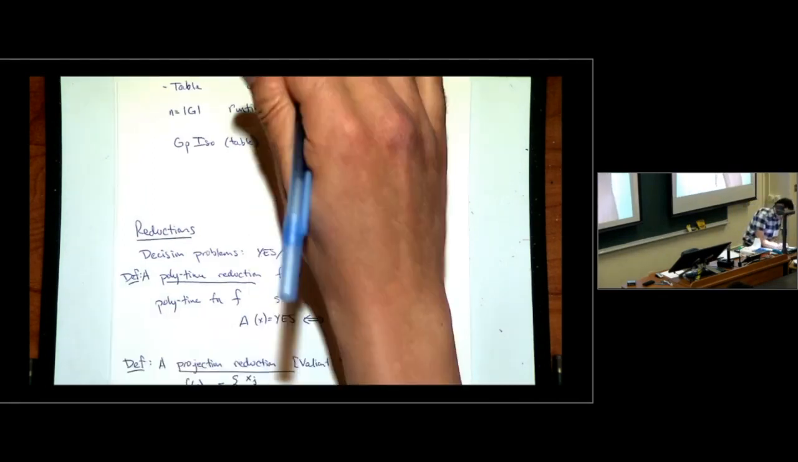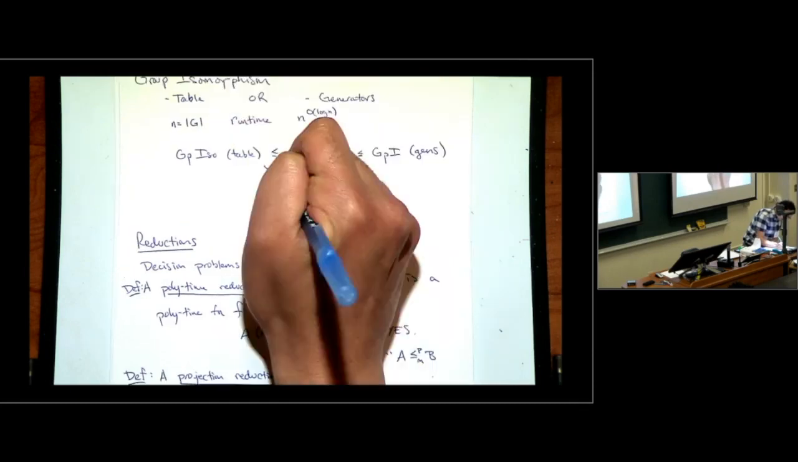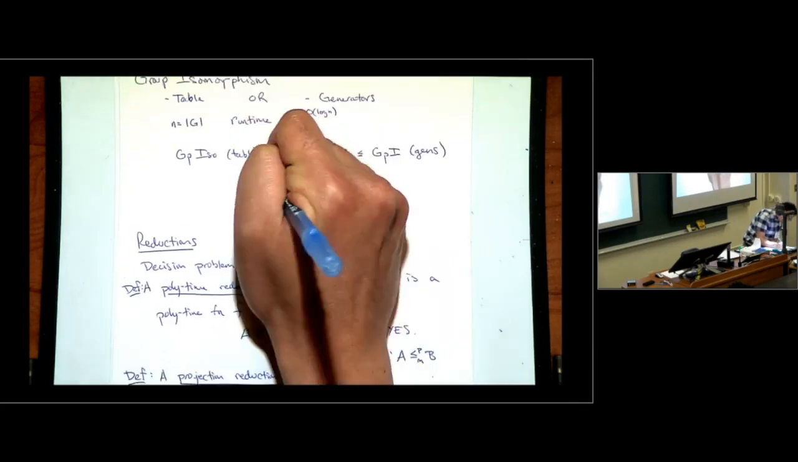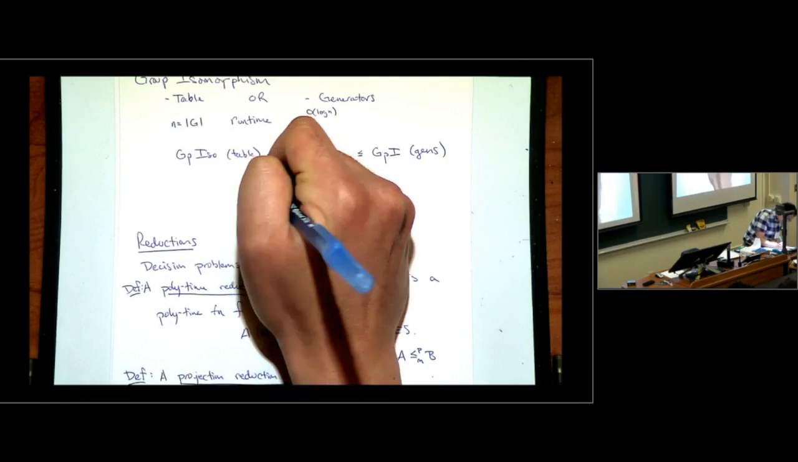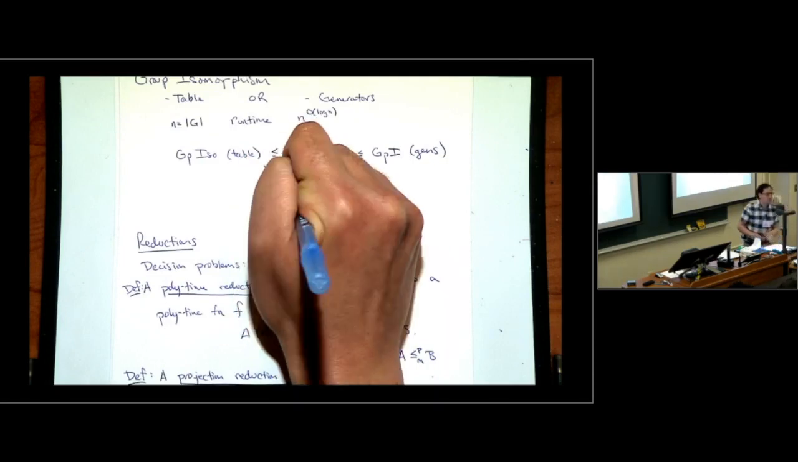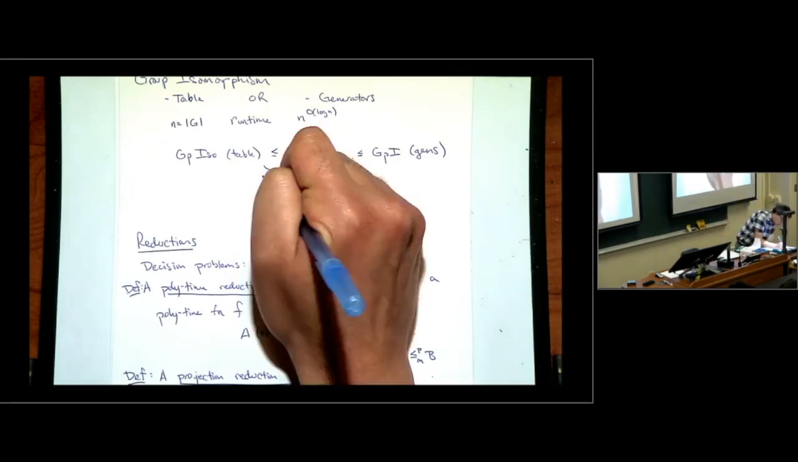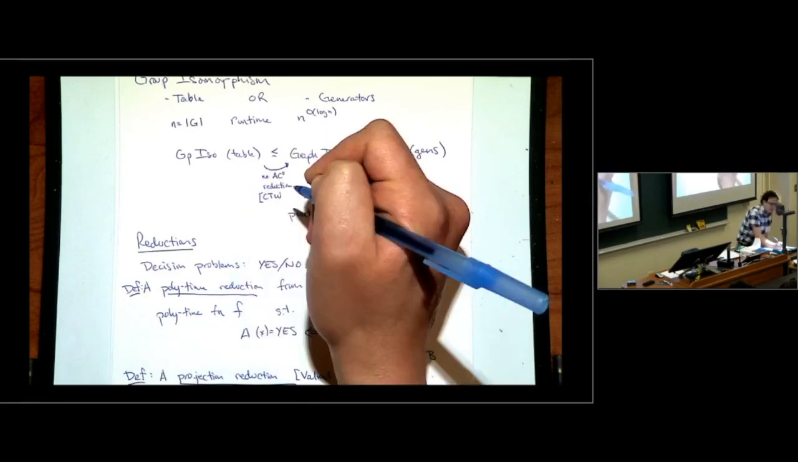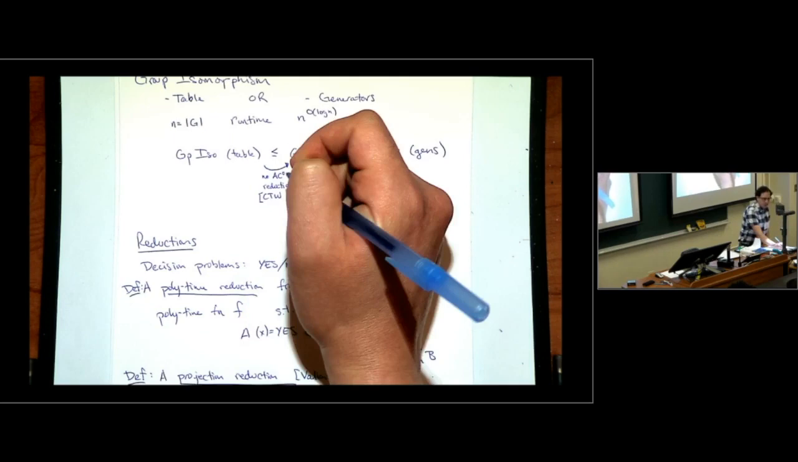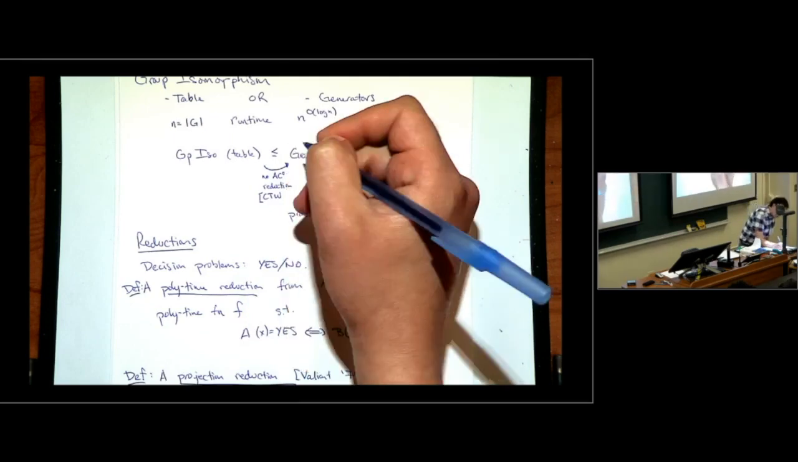Let me just say this. So there is no AC0 reduction this way. AC0 is a very small subclass of polynomial time. And this was a result of Chattopadhyay, Turan, and Wagner, I want to say in like 2008-ish, sometime in the early 2000s.